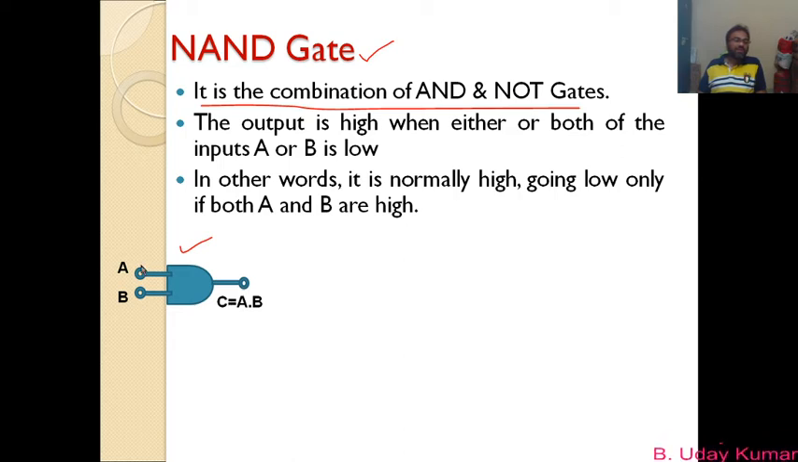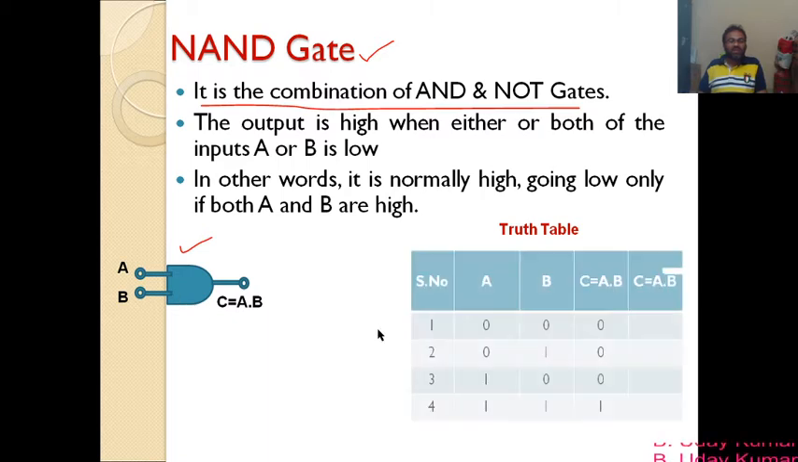So this is the AND gate that we already studied, and you know its truth table also. The operation of this AND gate can be understood with the help of a table, which we call the truth table. The truth table of this AND gate is already known to us.